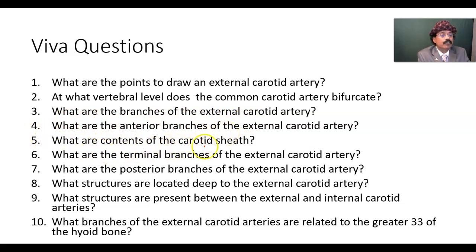What are the contents of the carotid sheath? The carotid sheath contains the common carotid artery, internal carotid artery, internal jugular vein, as well as the vagus nerve, not the external carotid artery. What are the terminal branches of the external carotid artery? Superficial temporal artery and the maxillary artery.